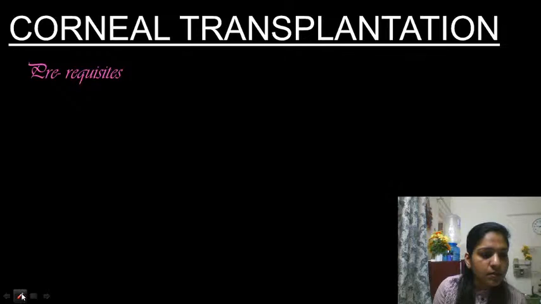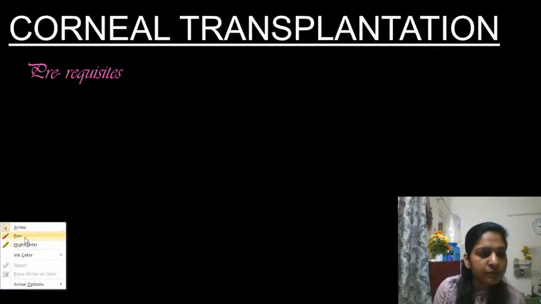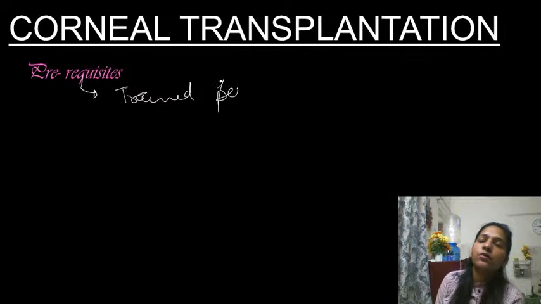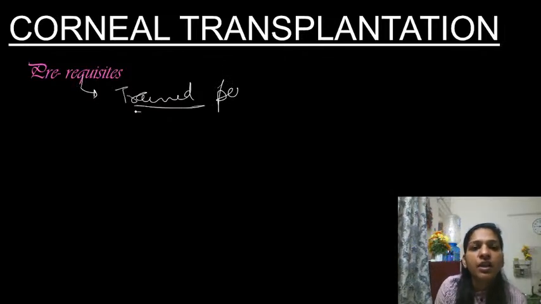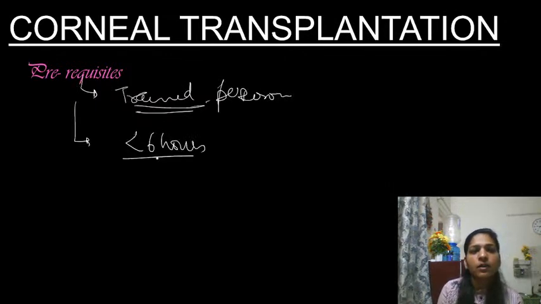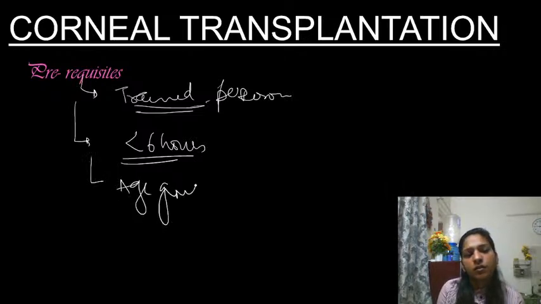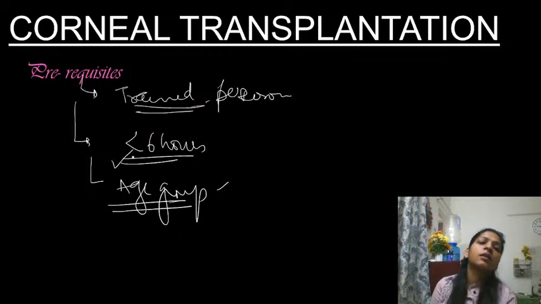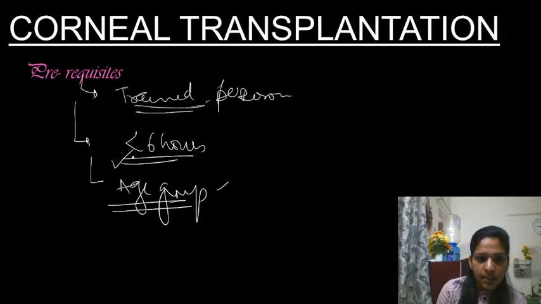Now what are the prerequisites for corneal transplantation? We need trained personnel for harvesting the cornea. Firstly, we have to harvest the cornea and then we'll do the transplantation. The duration between the time of death and the harvesting of the cornea should be less than 6 hours. Any age group can be chosen for corneal harvesting, and trained personnel should be there for the harvesting of the corneal tissue.